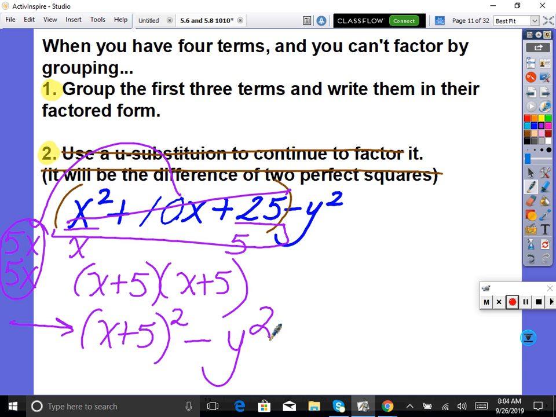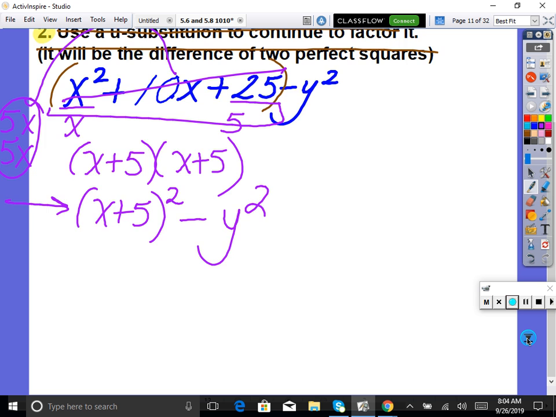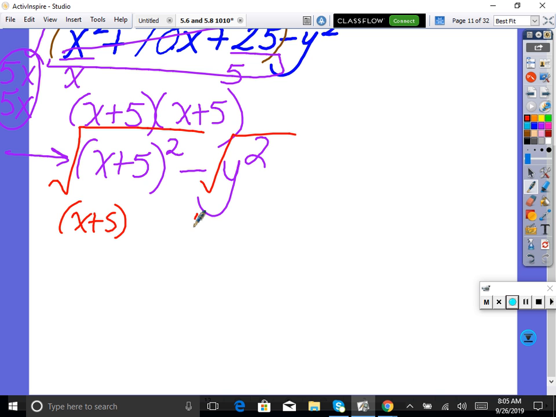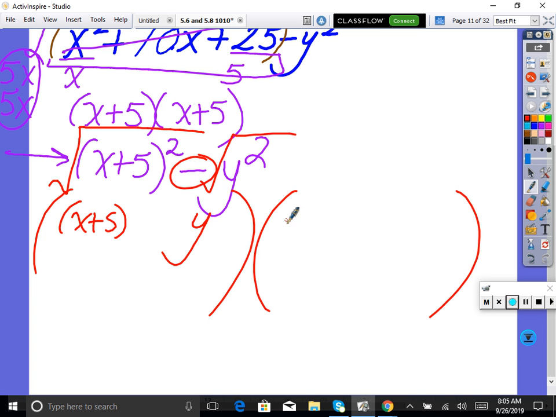Does everybody see? Okay, so at this point now, if you're really good at factoring, what you'll notice is, do we not have 2 perfect squares now? So how do we factor 2 perfect squares? Square root the front, I get x plus 5. Square root the back, I get y. Now, the middle term is canceled out and it's minus. So this will factor to be x plus 5 and y, x plus 5 and y. And what would the signs be? Plus and minus. And there's our answer.